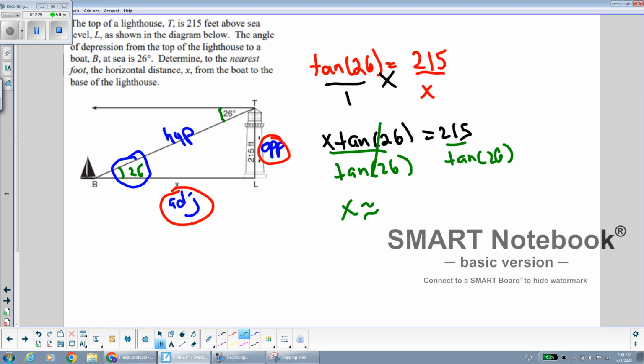It does say the nearest foot, so that's the nearest whole number. So I have 215 divided by tangent of 26. And I got x is approximately 441 feet if I'm rounding to the nearest whole foot.